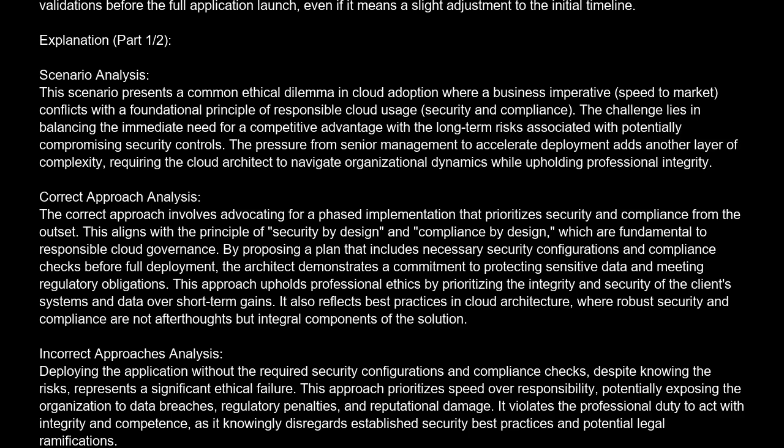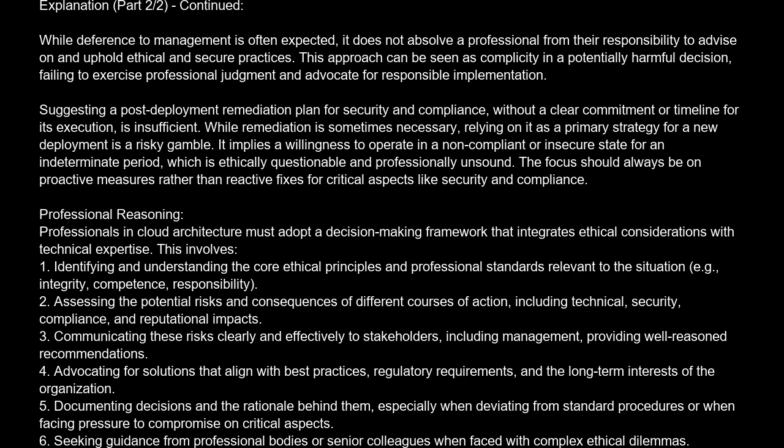Accepting the senior management's directive to bypass security and compliance measures without raising further concerns or proposing alternative solutions is also ethically problematic. While deference to management is often expected, it does not absolve a professional from their responsibility to advise on and uphold ethical and secure practices. This approach can be seen as complicity in a potentially harmful decision, failing to exercise professional judgment and advocate for responsible implementation.